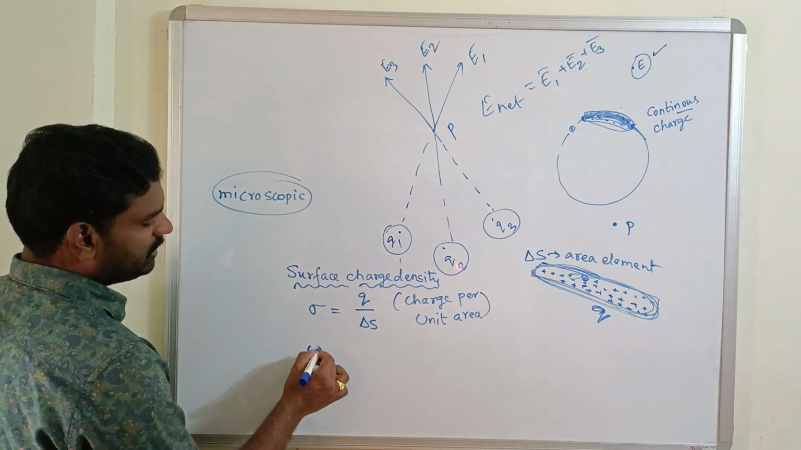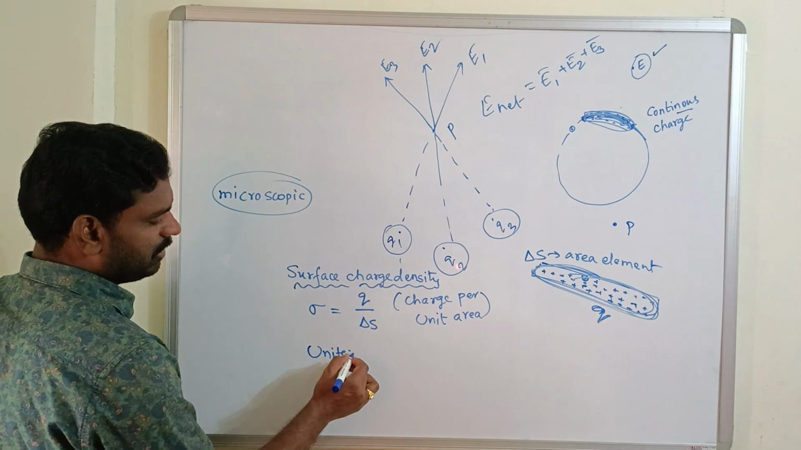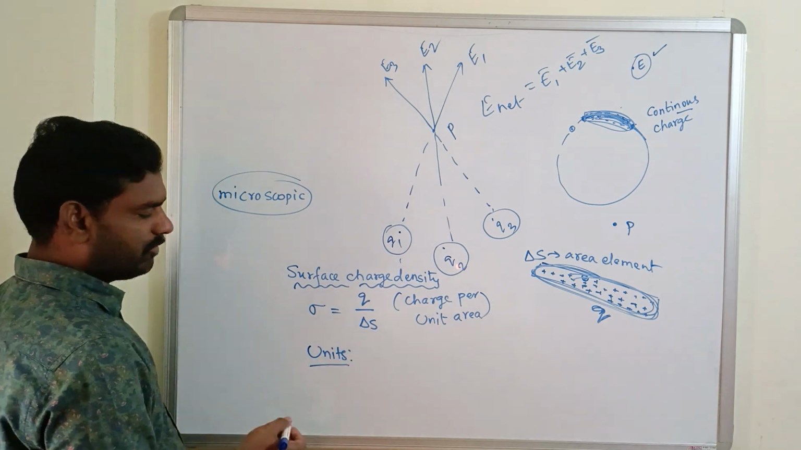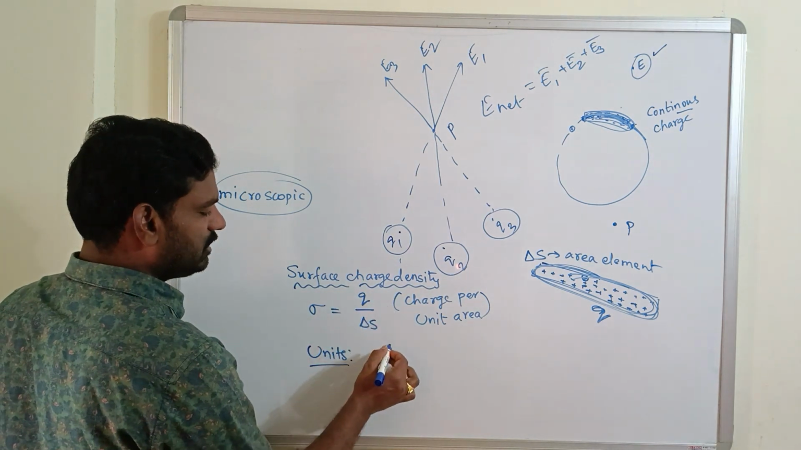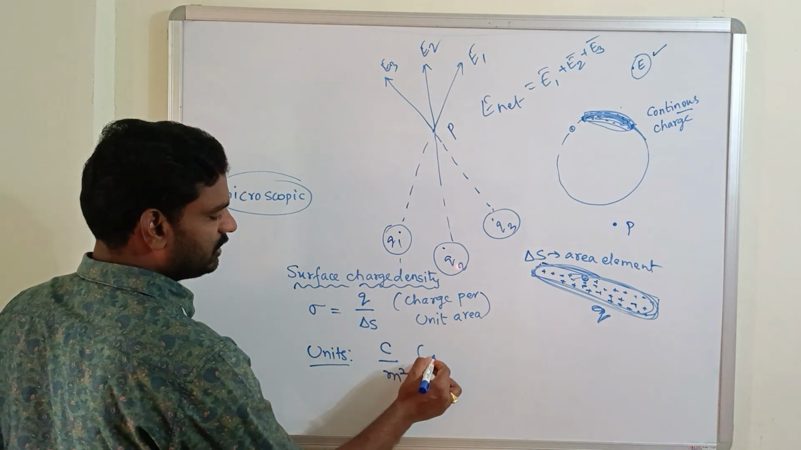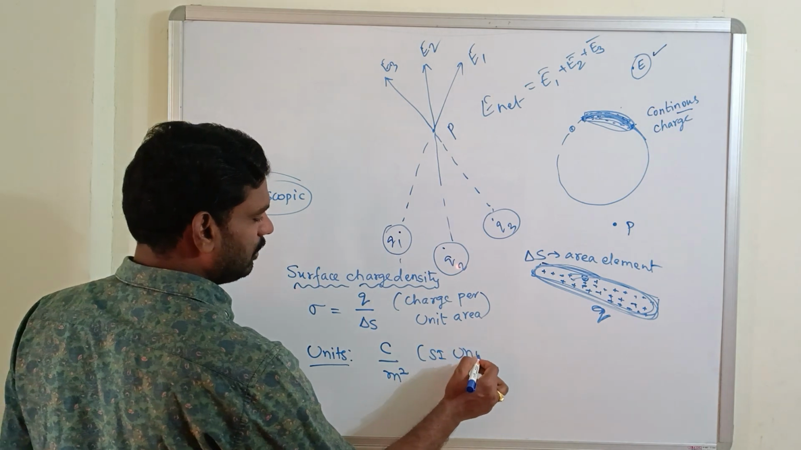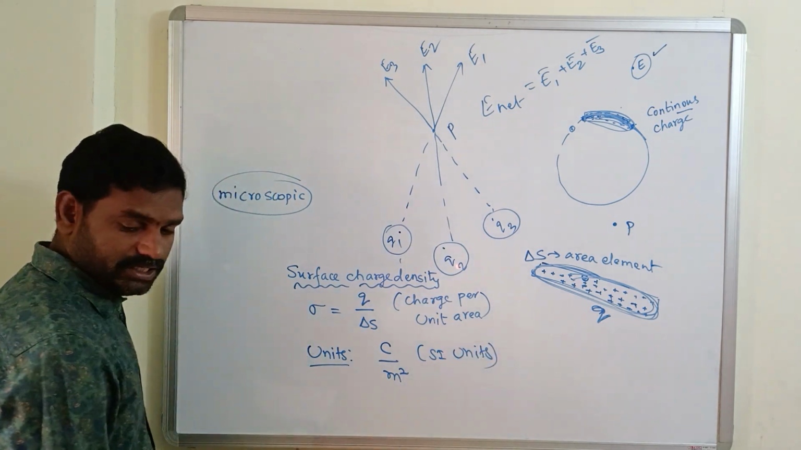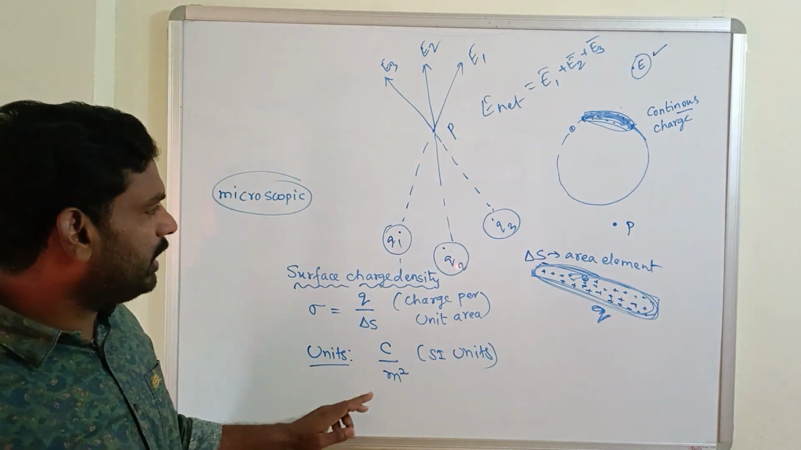The units of surface charge density: charge units are coulombs, area units are meter square. So the SI units for surface charge density are coulomb per meter square.